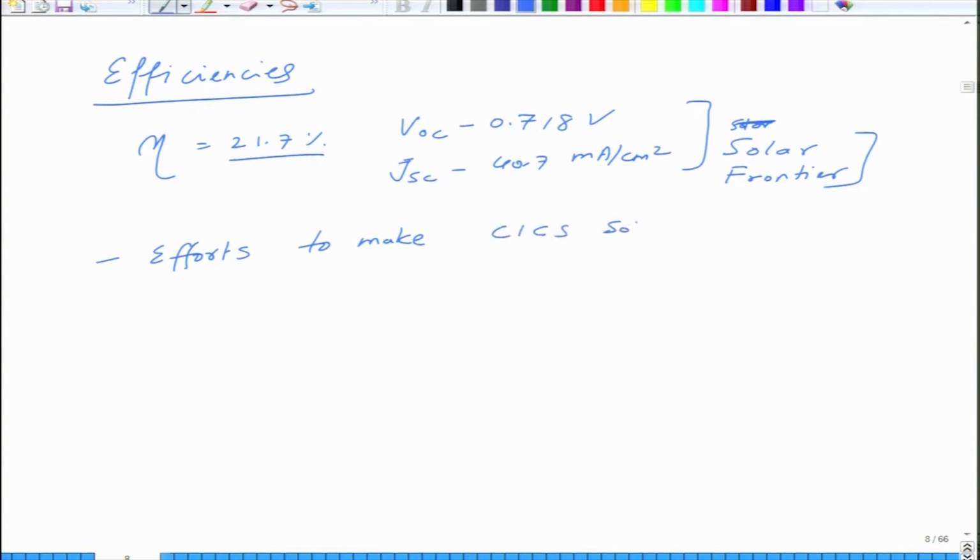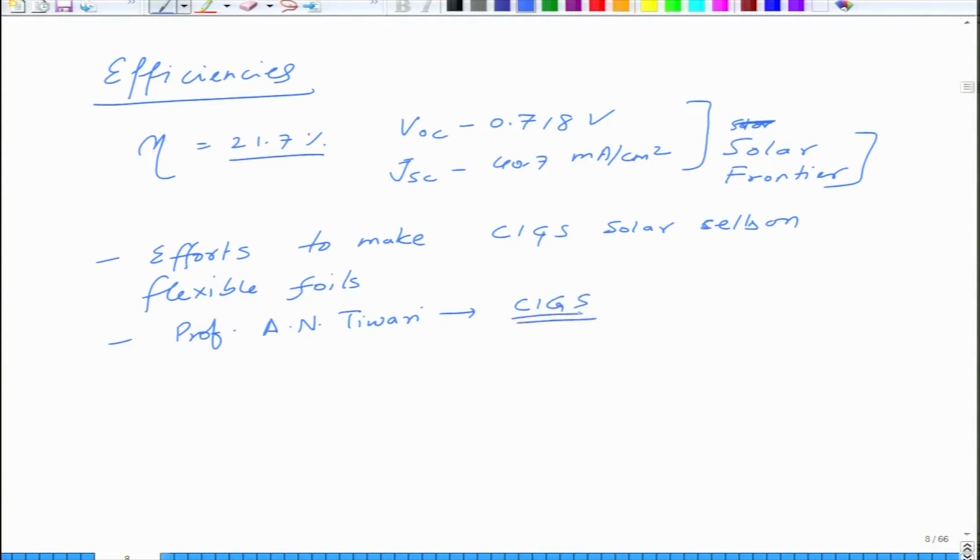There are also efforts to make CIGS solar cells on flexible foils. So, for example, in Switzerland, Professor A.N. Tiwari is leading. He is one of the world leaders in CIGS solar cells in Switzerland. So, a lot of work has been done. But it's a promising technology for the future, and could be commercialized in the near future.